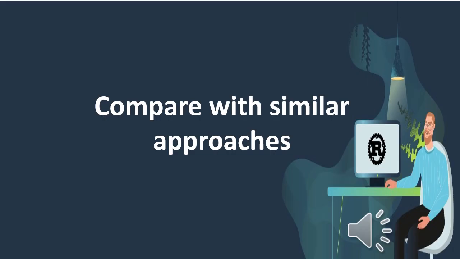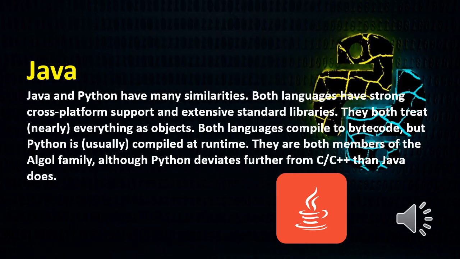Let's see a small comparison with similar approaches. Java and Python have many similarities. Both languages have strong cross-platform support and extensive standard libraries. They both treat everything as objects. Both languages compile to bytecode, but Python is compiled at runtime. They are both members of the Algol family, although Python deviates further from C or C++ than Java does.